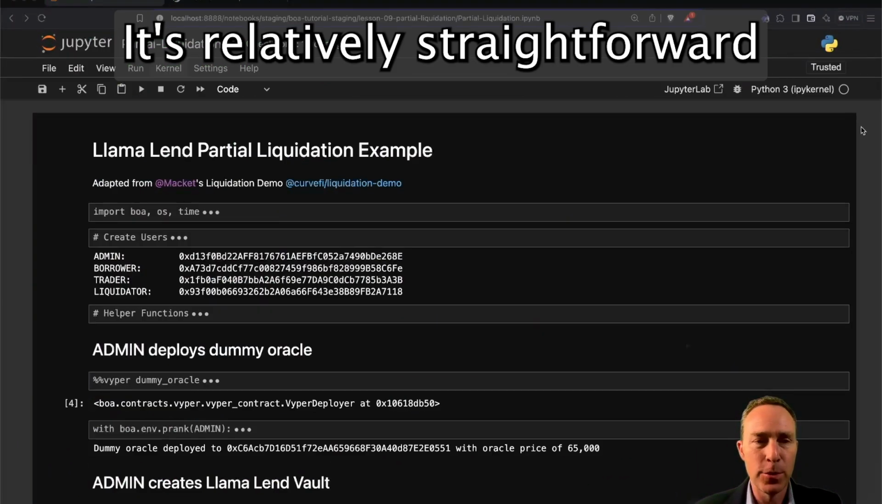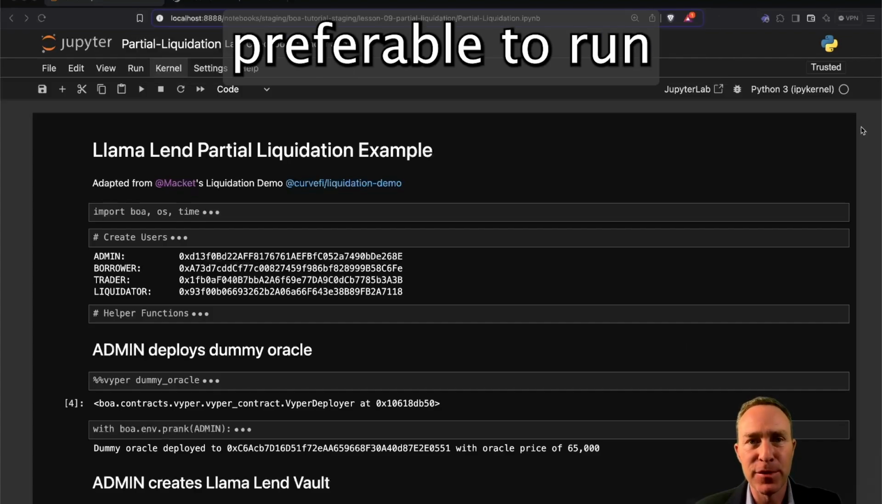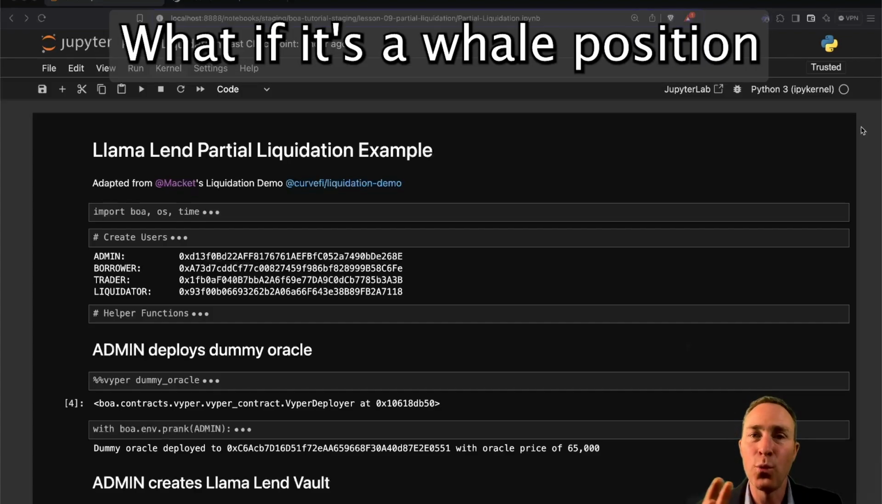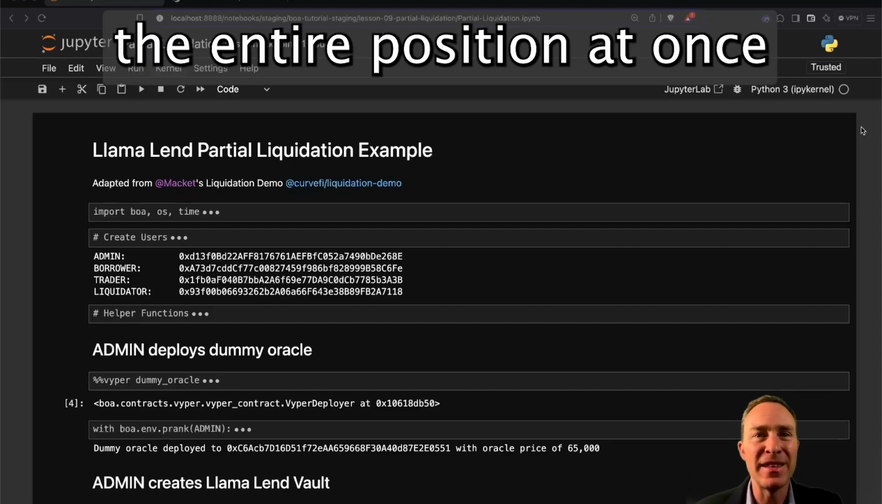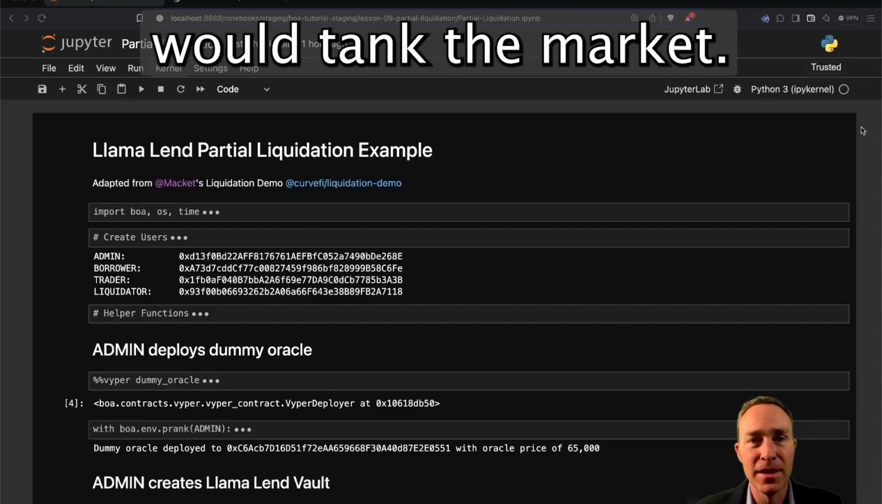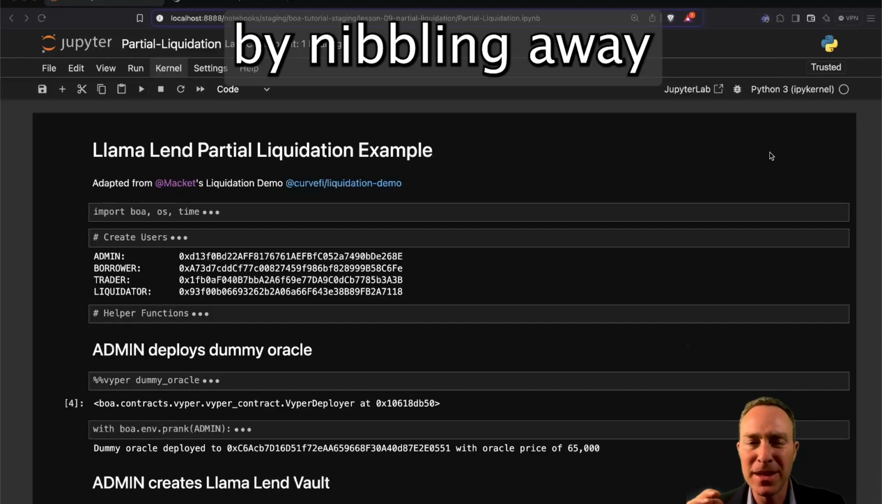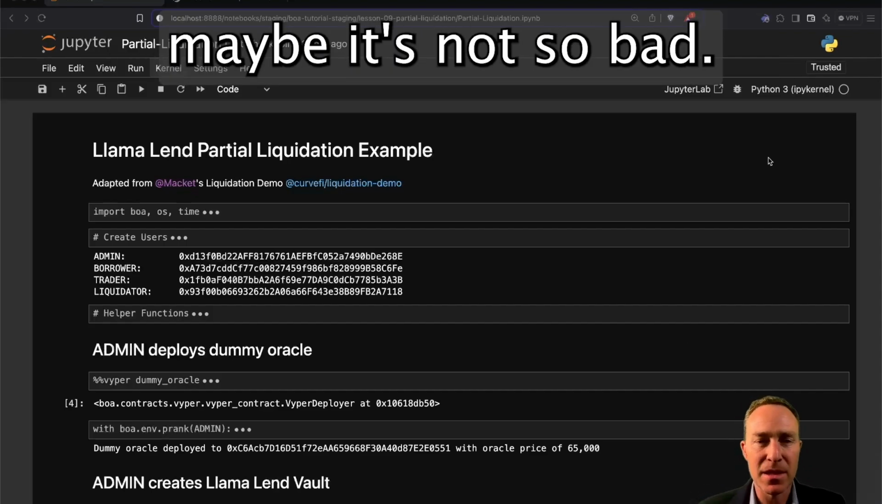It's relatively straightforward to imagine the cases where you would find it preferable to run a partial liquidation as opposed to a full liquidation. What if it's a whale position you're trying to liquidate, and liquidating the entire position at once would tank the market? You might get wrecked by slippage while trying to do it, but if you just liquidate them by nibbling away a little bit at a time, maybe it's not so bad.